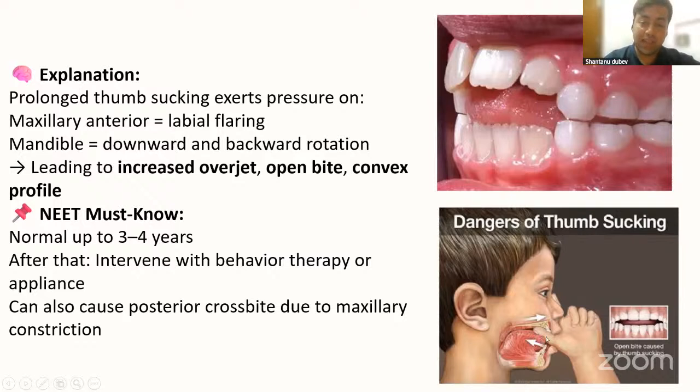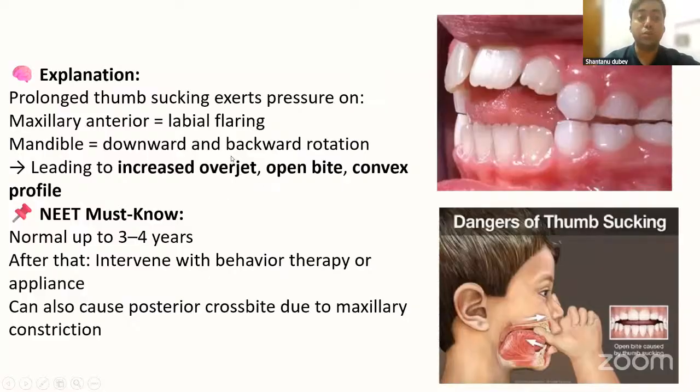Another pressure he's applying in the anterior region is on the upper incisors. He's applying the pressure outward, because it is from the palatal side, so they are pushed outward. These two things lead first to the maxillary crossbite, I mean posterior crossbite. The thumb lies between the upper and the lower teeth, and hence the open bite. The thumb applies pressure from the palatal side onto the upper anteriors, hence the flaring of the anteriors.